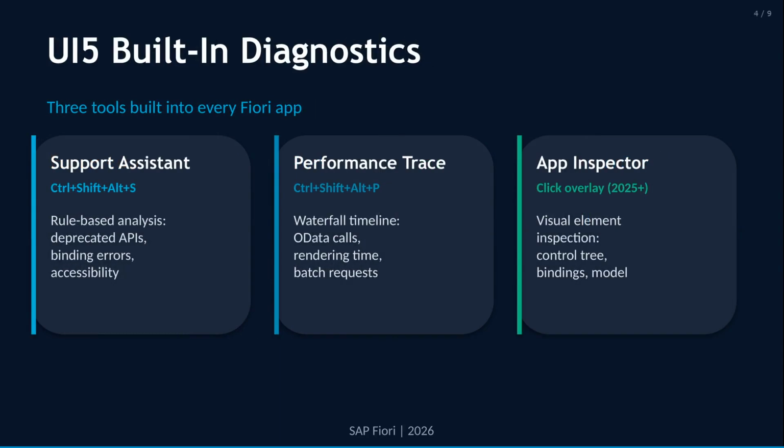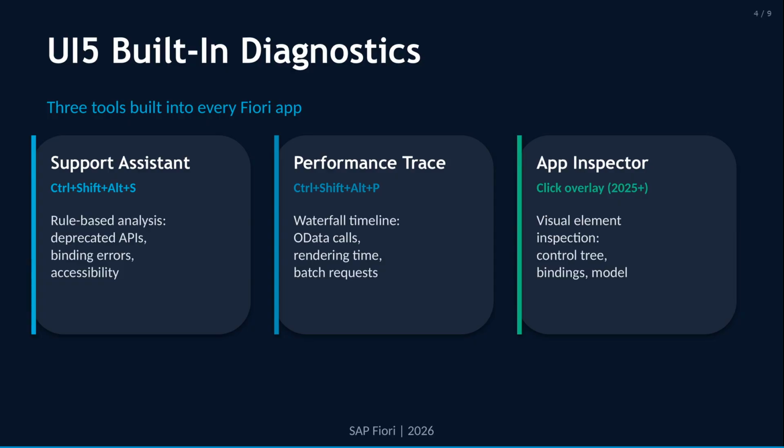SAP built 2 powerful diagnostic tools directly into UI5. The first is the Supportability Assistant, activated with Control plus Shift plus Alt plus S. It runs a rule-based analysis of the running app and flags issues like deprecated API usage, accessibility violations, and incorrect binding paths. Each finding includes a severity level, a description, and a resolution link.